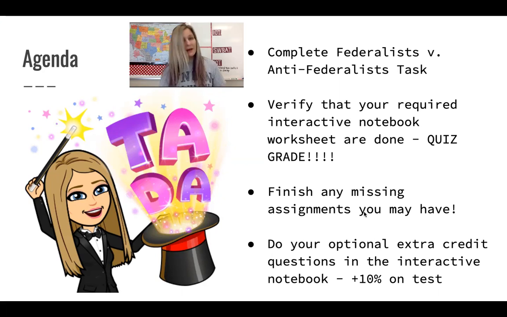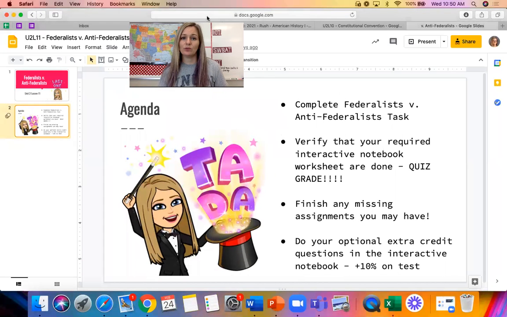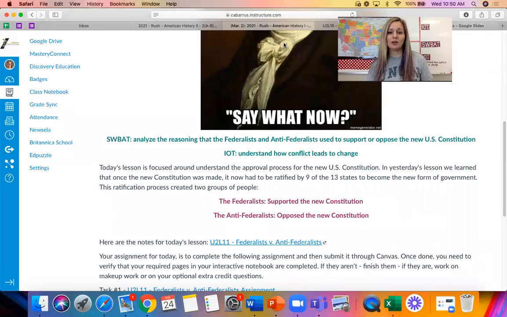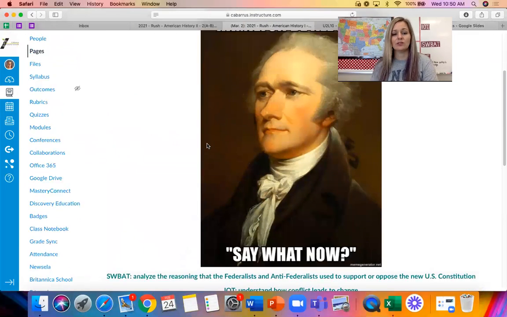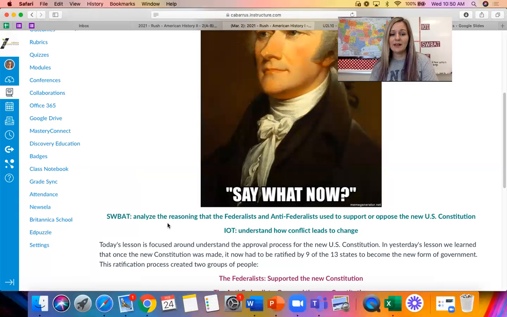So I'm going to go ahead and back out of this. That was the only thing I had to go through in terms of Google Slides with you today. Let me talk to you about what you're going to be completing. So today, students will be able to analyze the reasoning that the Federalists and Anti-Federalists used to support and oppose the new Constitution in order to understand again how conflict leads to change.